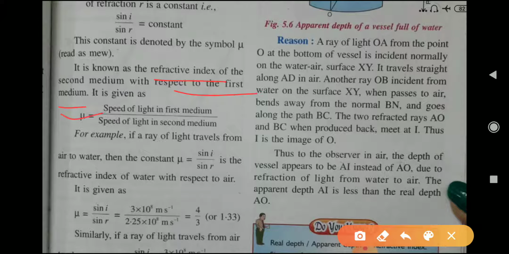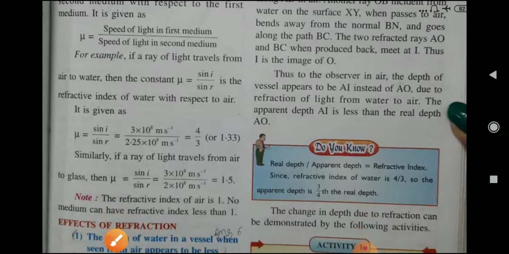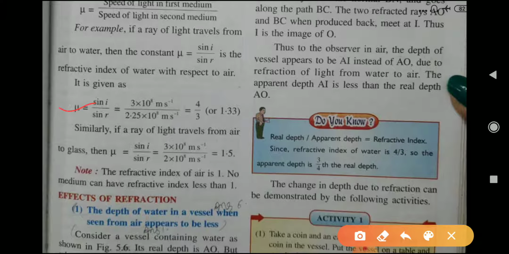We can write it as mu equals speed of light in the first medium upon speed of light in the second medium. For example, if a ray of light travels from air to water, then mu equals sin i upon sin r, which is the refractive index of water with respect to air, because this mu is the refractive index of the second medium with respect to the first medium. The speed of light in air and in water give a ratio of 4 upon 3, or 1.33.